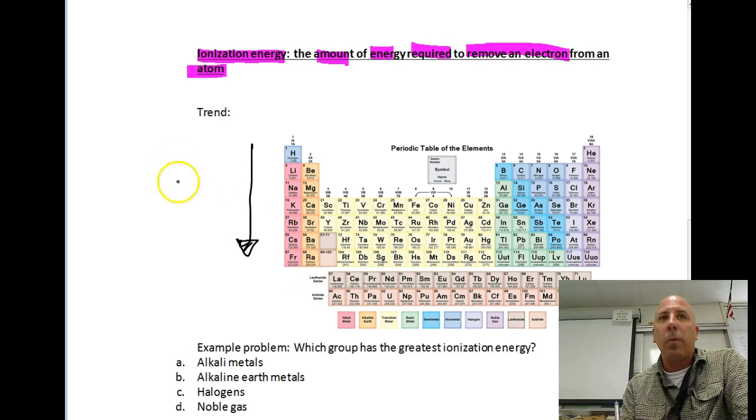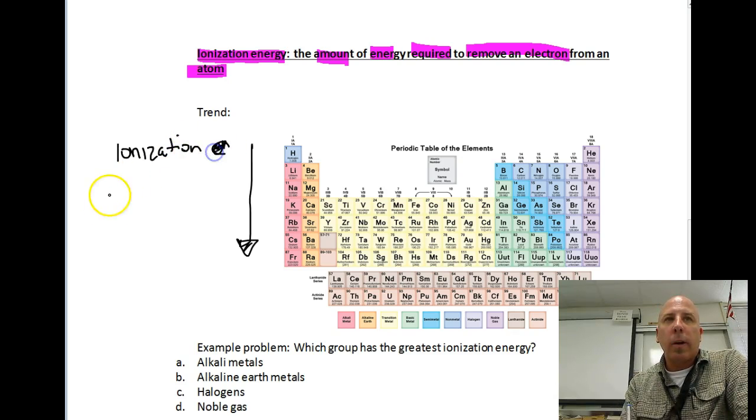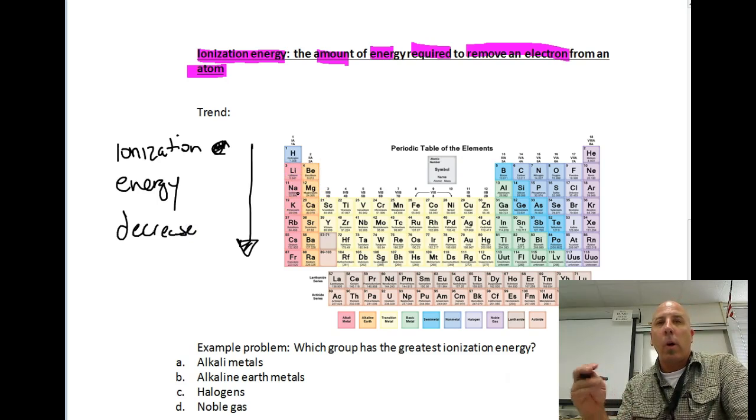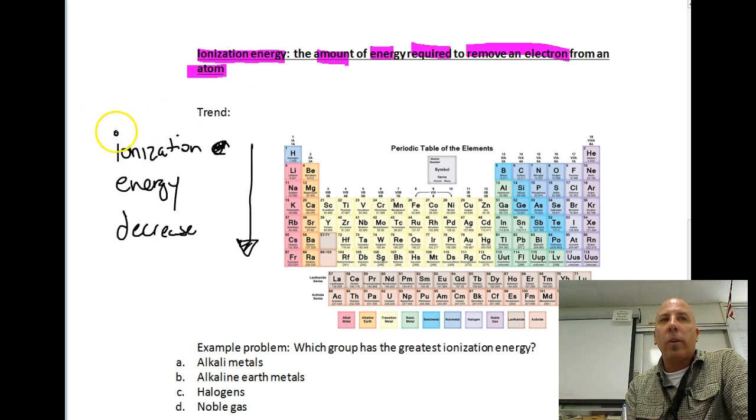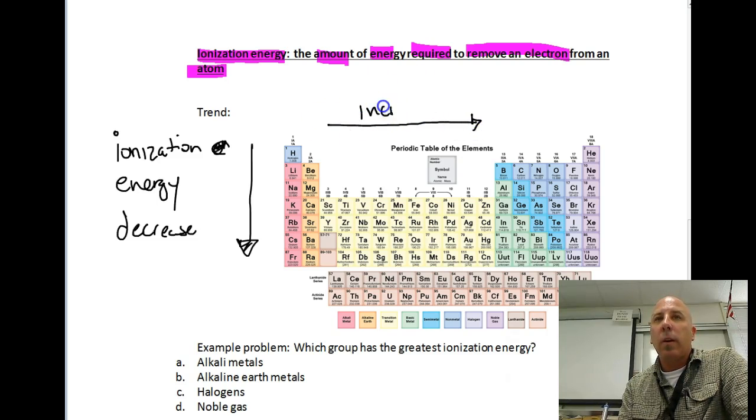As we go down the periodic table, we see that ionization energy decreases. Those electrons are further away from the nucleus of the atom, that positive pull. They have a lot of shielding going on in between. And so ionization energy decreases going down. And as we travel to the right, ionization energy increases, which would be expected.